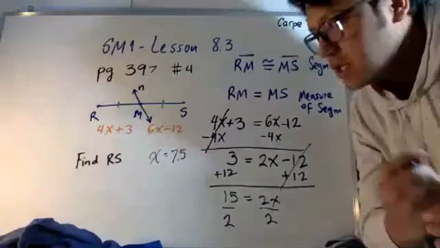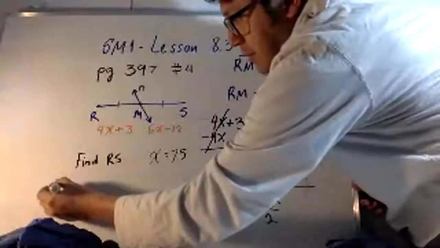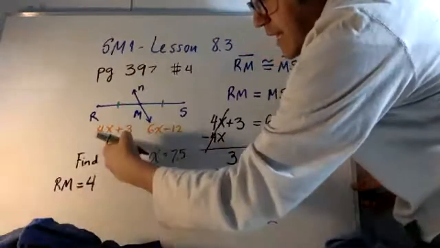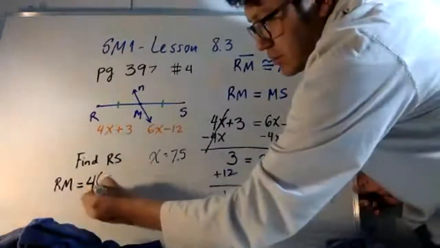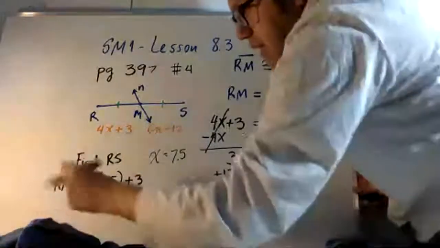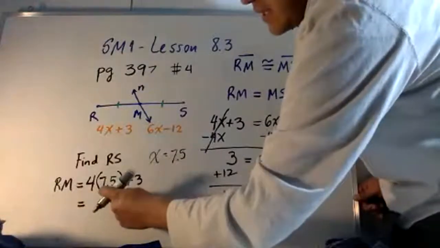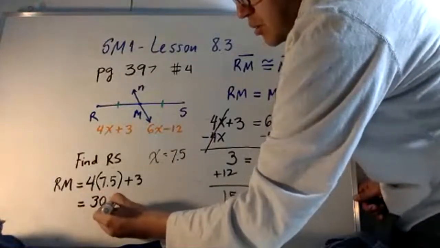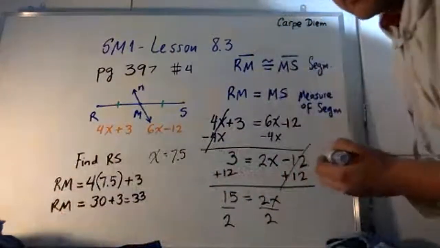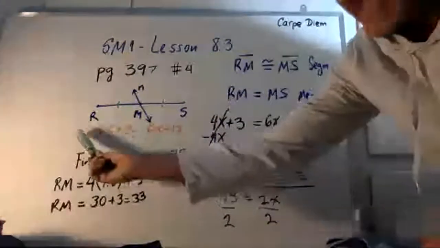All right. I'm going to plug it in here, for example. So RM is 4 times x, but we already know what x is, so I'm going to multiply it by 7.5, and then I add 3. And I just have to solve this operation, okay? 4 times 7.5 is 30, plus 3, that's 33. What did you just find? You found out RM, okay? RM means the length of this half.